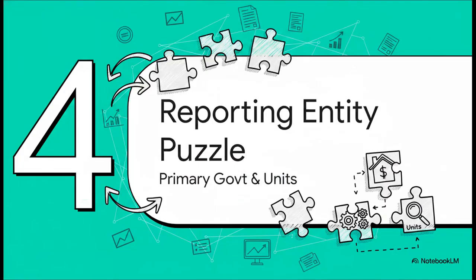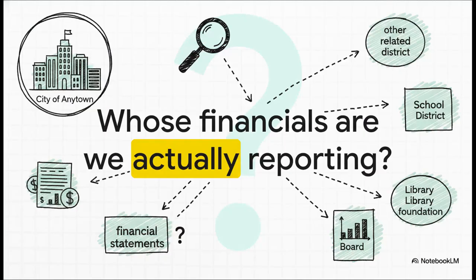Okay, great. We've totally nailed the structure of the report. But now we have to ask a different question. Whose information are we even looking at? This brings us to the reporting entity puzzle, and it's all about the primary government and these things called component units. And really, this is the central question, right? When a city issues its financial report, whose financials are we actually looking at? Is it just the city itself, or does it also include, say, the local school district or the public library?